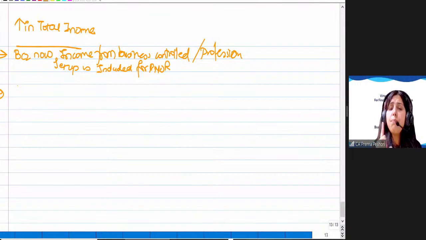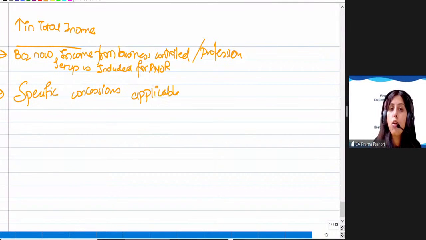There are certain provisions specifically applicable for non-residents. We will see in this chapter. These provisions, which provide sometimes for beneficial tax rates, would not be available for RNOR. So therefore, specific concessions applicable to non-resident will not be available. Clear?